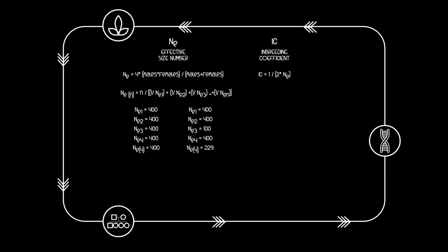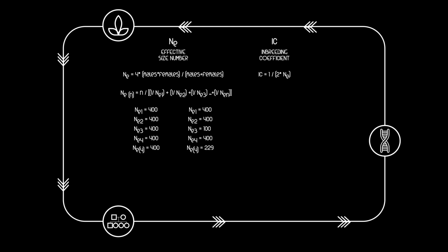In the example on the left, when there's no fluctuation of size number across 4 generations, the harmonic mean is actually equal to the mean. But in the example on the right, a contraction in effective size in one single generation drastically reduces the effective size to 229, against a simple mean of 325.